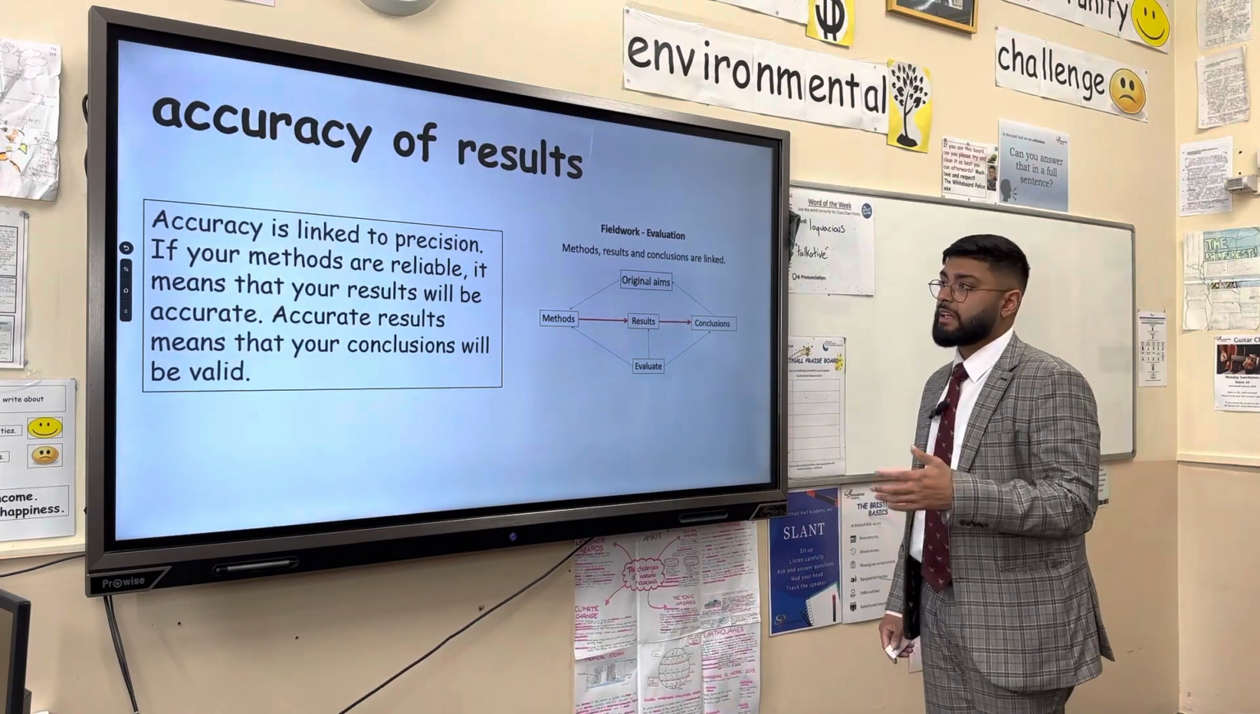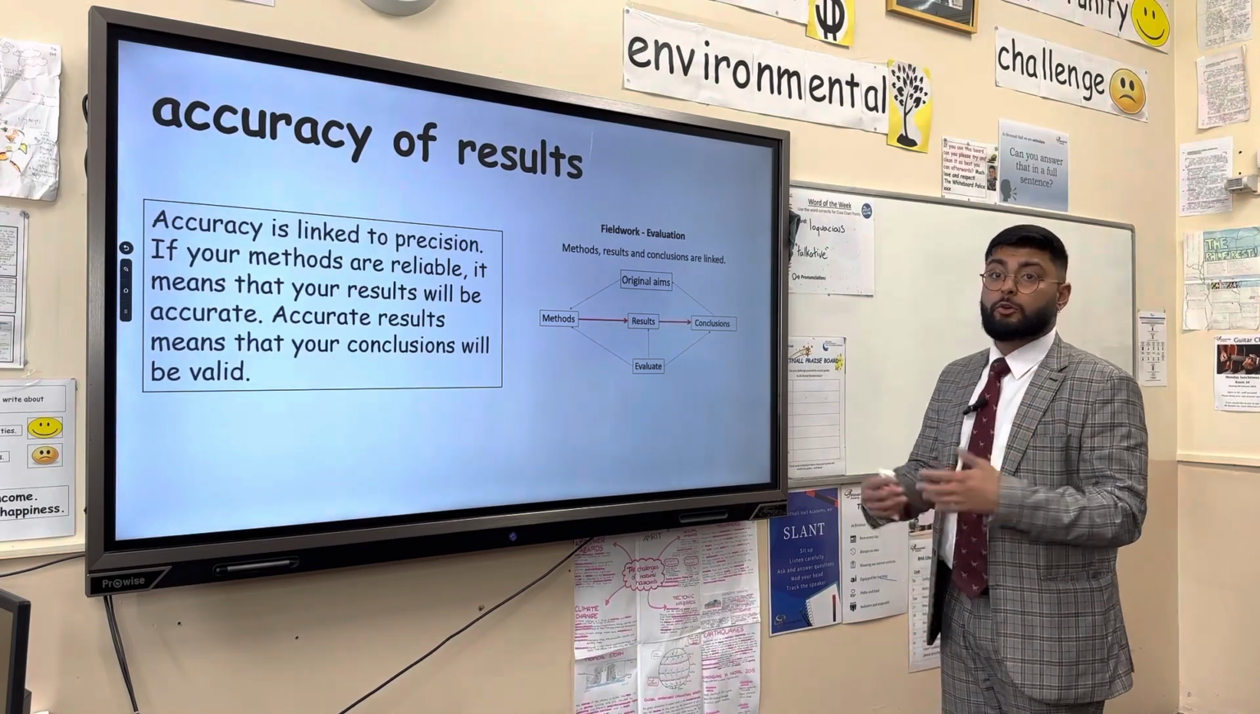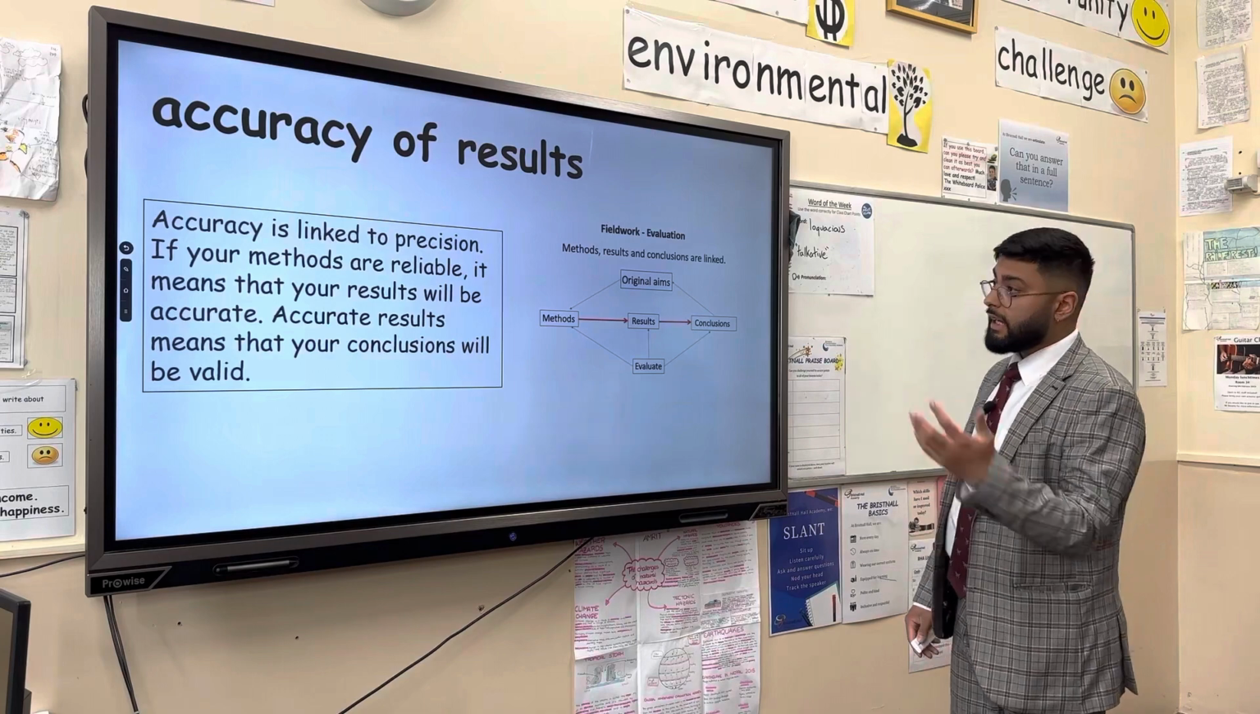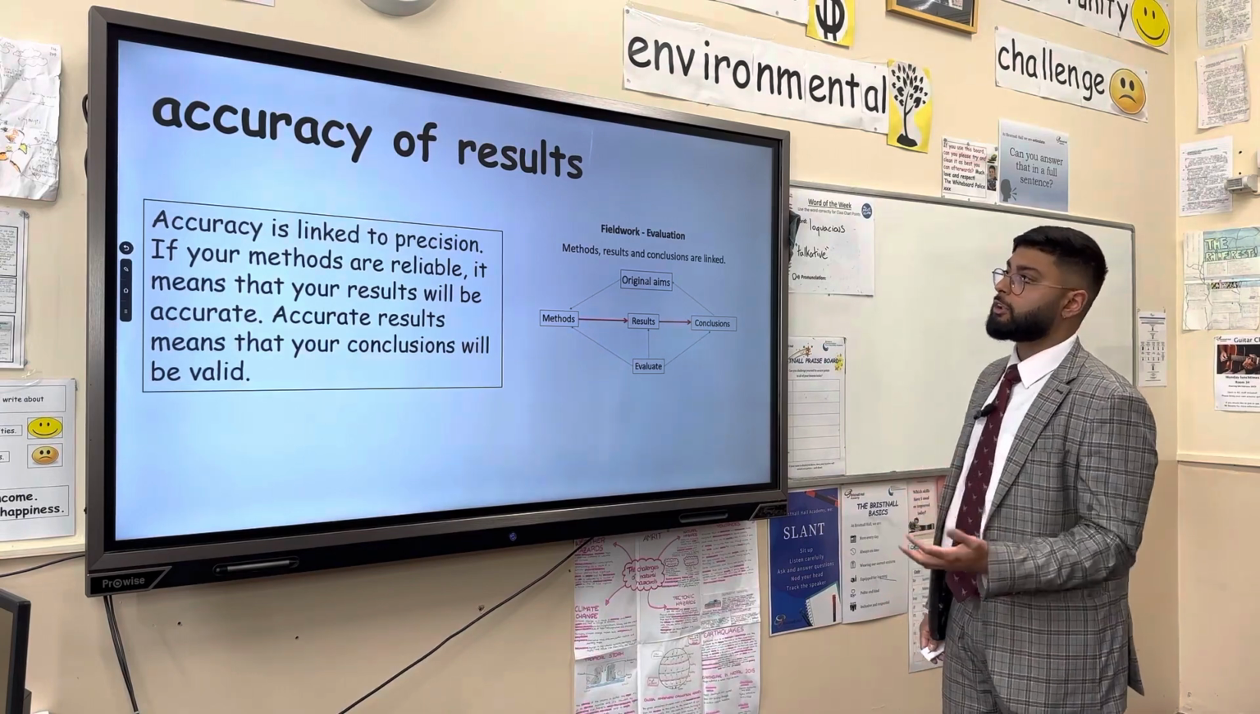Accuracy of results is linked to precision, or how close they are to the true value, the true river width or the true river depth. Again, if your methods are reliable, it means your results will be accurate. And accurate results mean that your conclusions will be valid.